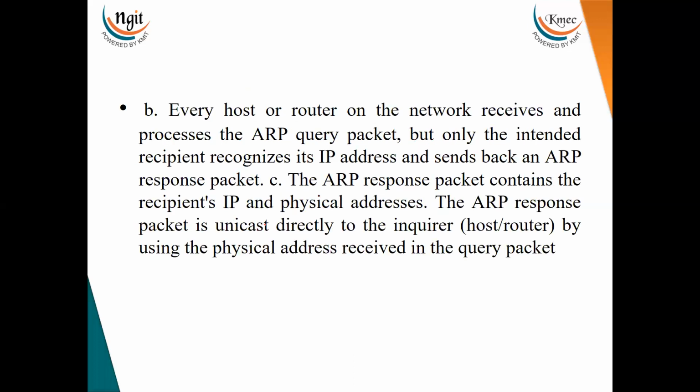What is happening at the other side? Every host or router on the network receives and processes the ARP query packet, but only the intended recipient recognizes its IP address. Then, using ARP, the server sends the response packet back to the client. The ARP response packet contains the recipient's IP as well as the physical address, and it is unicast directly to the sender using the physical address received in the query packet.